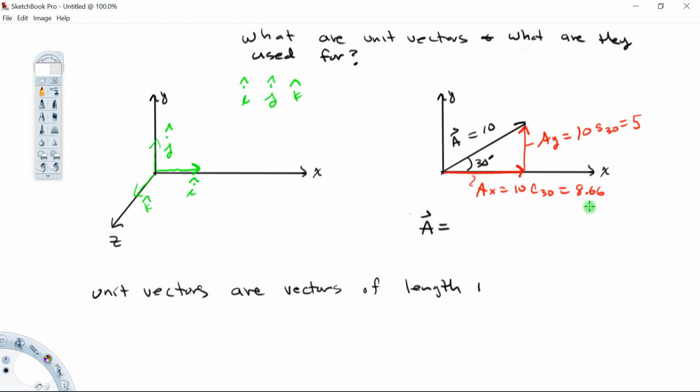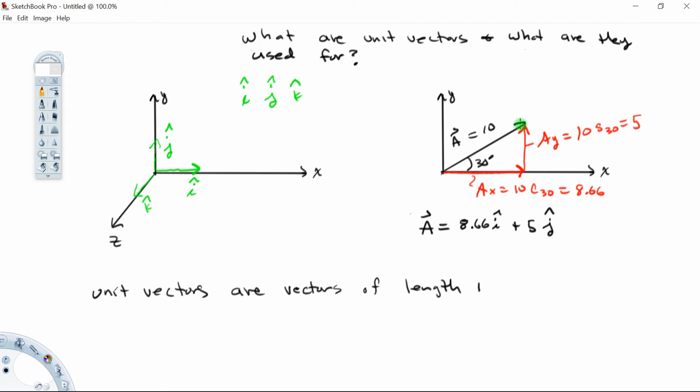It's 8.66 in the plus i direction, so I can write that 8.66i, and it's 5 units up, or 5 units in the plus y direction, so plus 5 units in the j direction. So 8.66i plus 5j is just another way to express this vector, and it's a very convenient way for dealing with vectors, particularly when you get into complex problems in 3 dimensions and stuff.